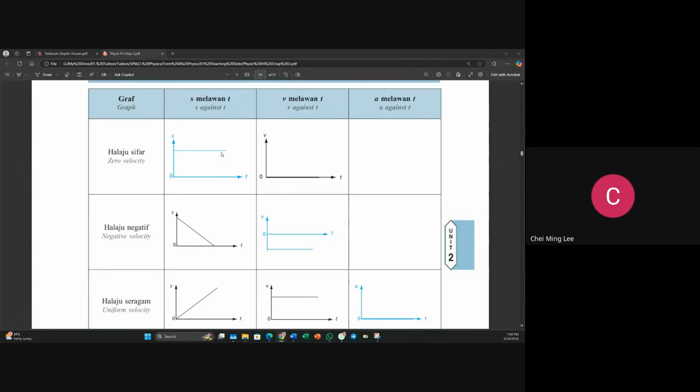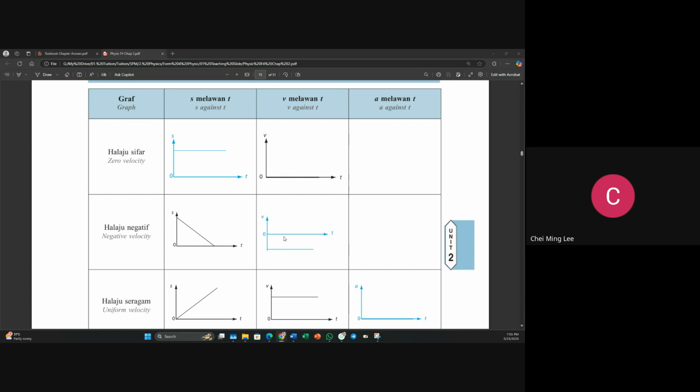Okay, it will be horizontally constant. V against T is 0, so it will be horizontally constant as well, but at the 0 line, on the x-axis. For negative velocity, it will be linear but inverted, from high to low. For the V against T, it will be 0.